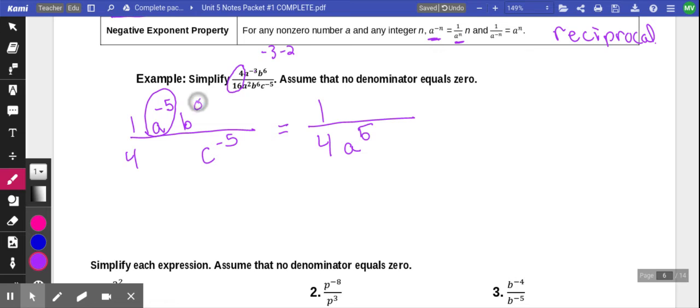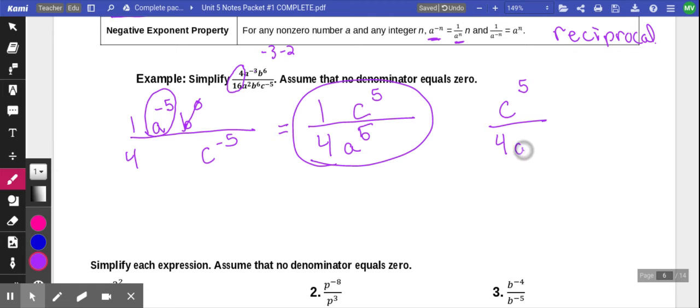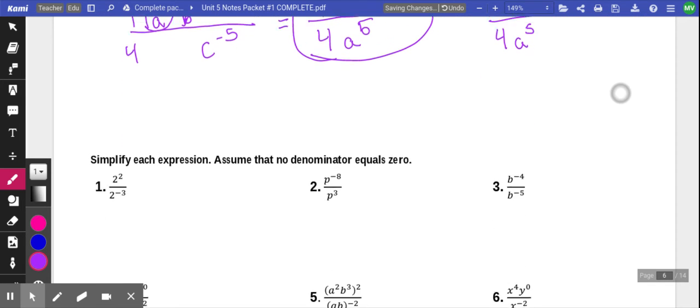B to the 0, that's 1, and I'm multiplying, and then c to the negative 5 is in the denominator. So again, negative exponent means reciprocal. So that means c to the 5th is in the numerator. And that is my answer. Or I don't have to write the 1. It would be c to the 5th over 4a to the 5th, because anything times 1 is the anything.